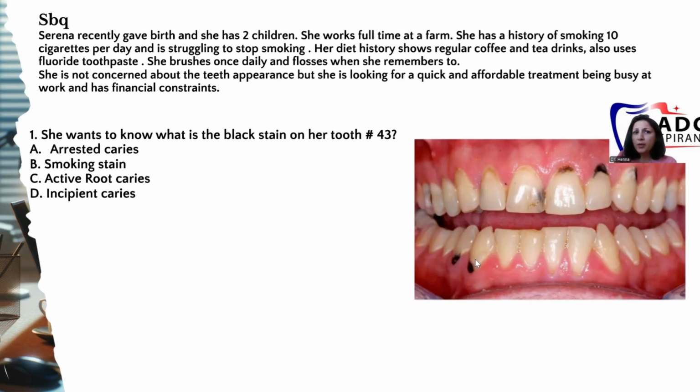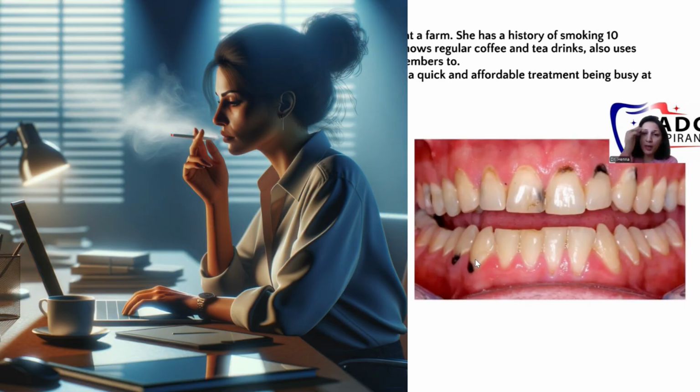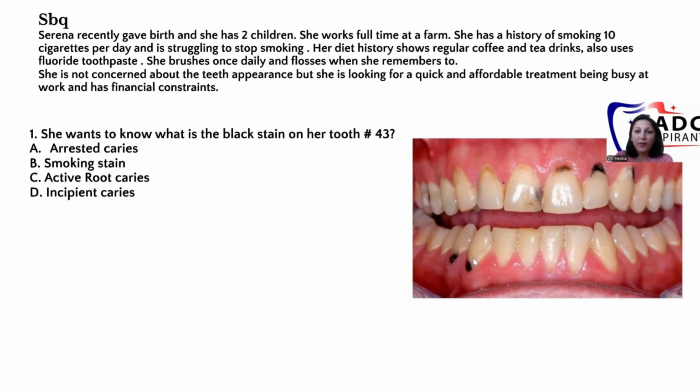So she's somebody who's working full-time. I would write that, smoking 10 cigarettes. So it could be a risk factor for everything, isn't it? There is diet history given. So we know that this particular question is about caries. The moment you start spotting caries is the moment you start doing your risk factor association as well.